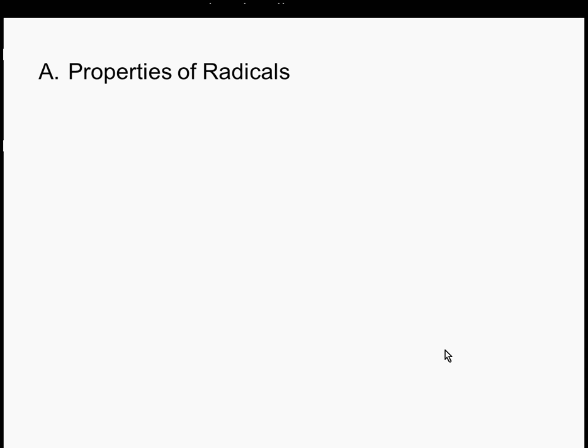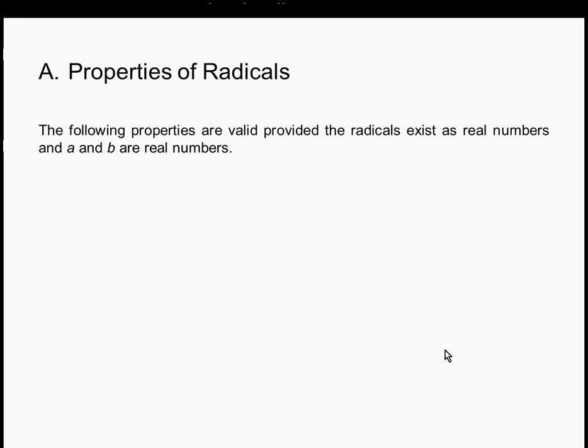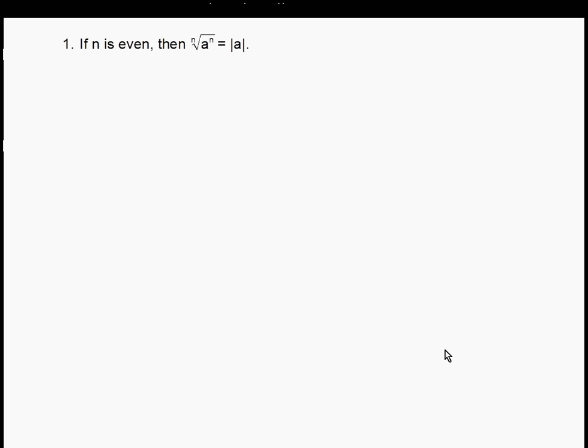Properties of radicals. Now, some of these properties you would do even if you were told you can't. The following properties are valid provided the radicals exist as real numbers and a and b are real numbers. Number 1, if n is even, then the nth root of a to the n is equal to the absolute value of a. There is the connection between principal roots and the absolute value. Notice the index of the radical matches the exponent. Number 2, if n is odd, then the nth root of a to the n is just a. No absolute values. It would be wrong to put them.